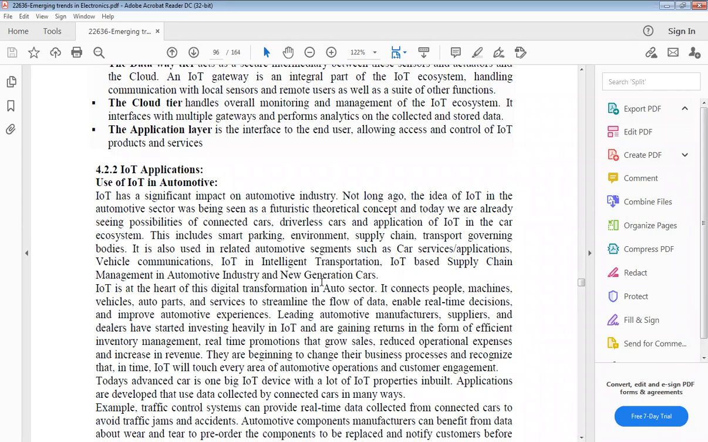So IoT is a heart of this digital transportation in auto sector. It connects people, machines, vehicles, auto parts, services to streamline flow of data, enable real-time decisions, and improve automotive experiences. Leading automotive manufacturers, suppliers, and dealers have started investing heavily in IoT and are gaining returns in the form of efficient inventory management, real-time promotions that grow sales, reduced operational expenses, and increase in revenue.